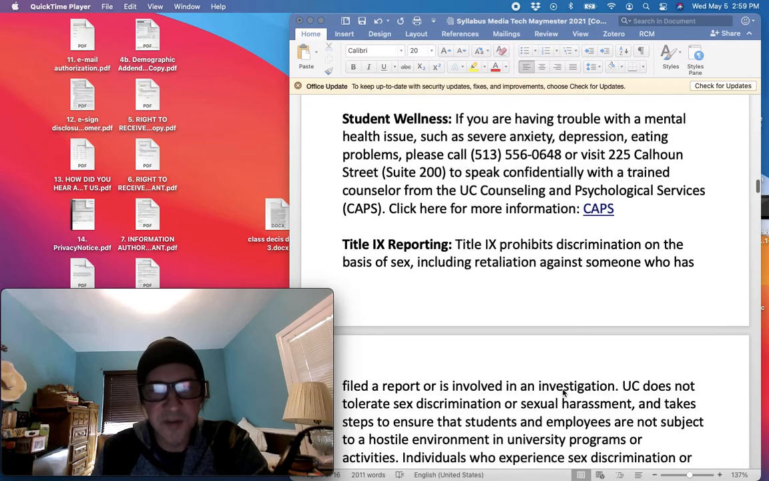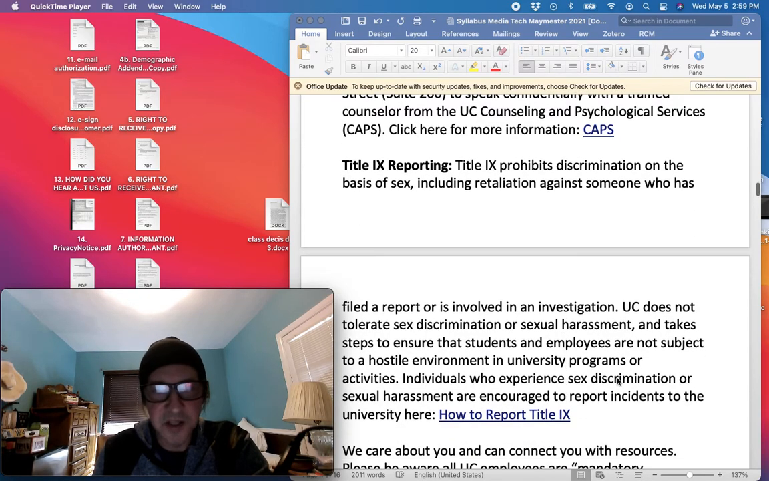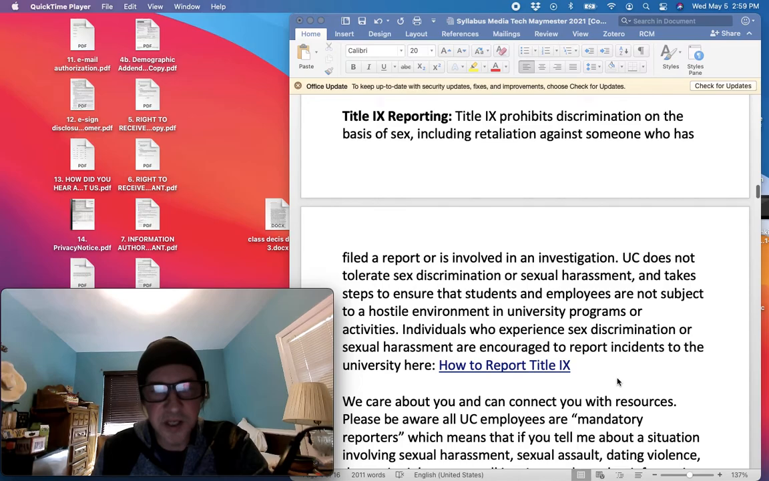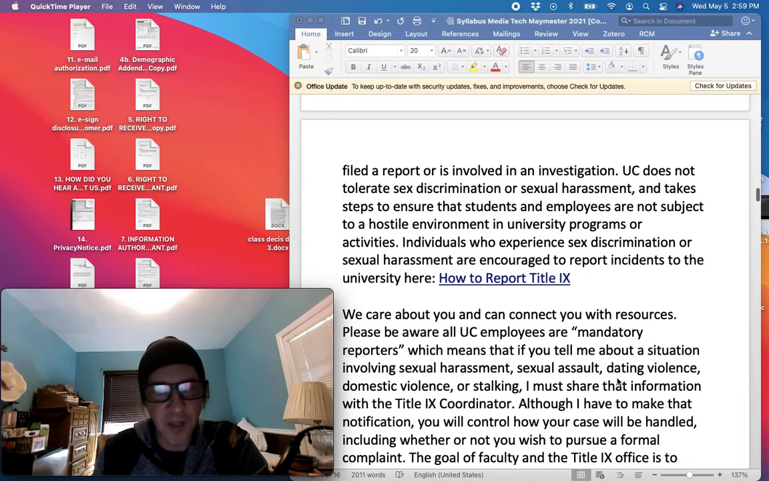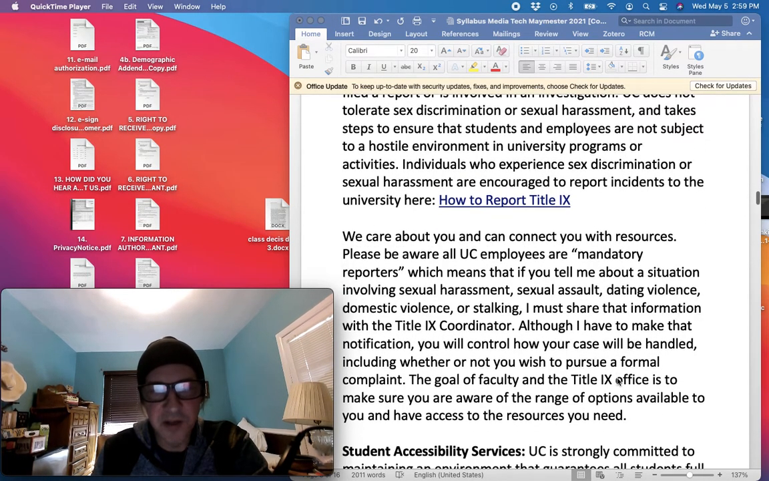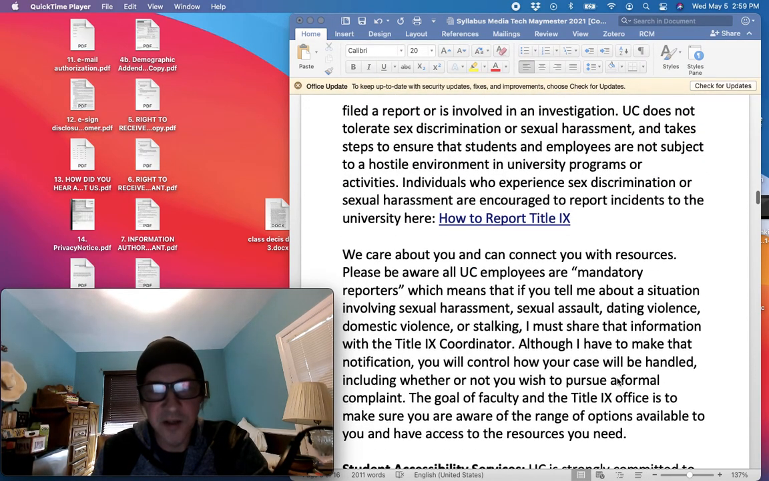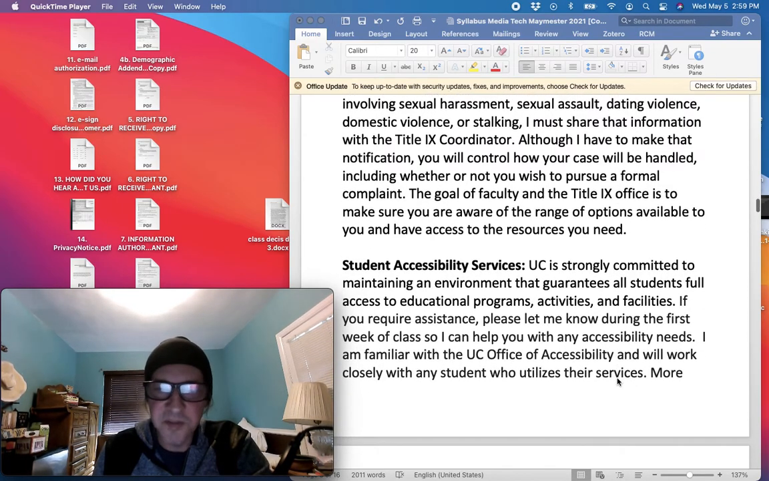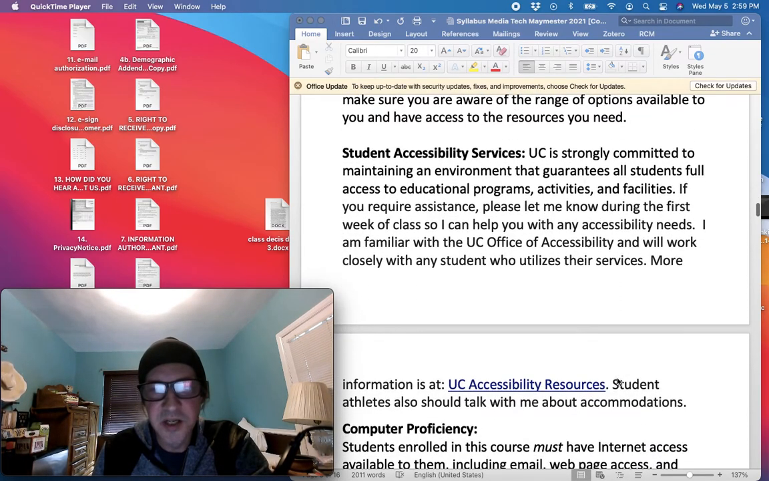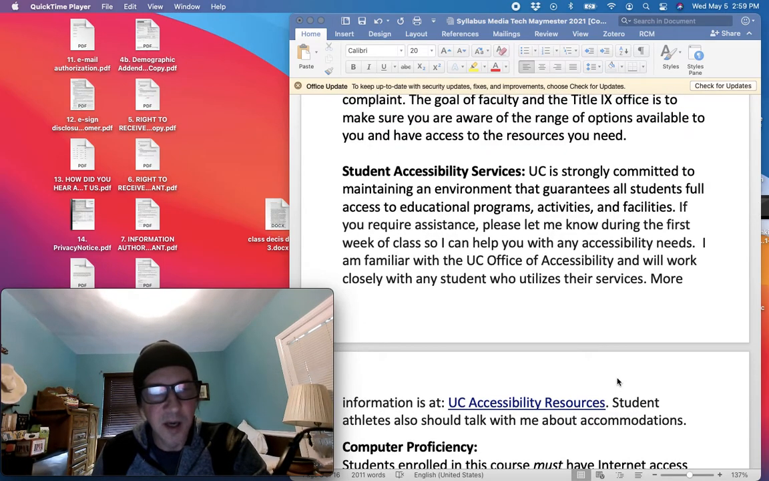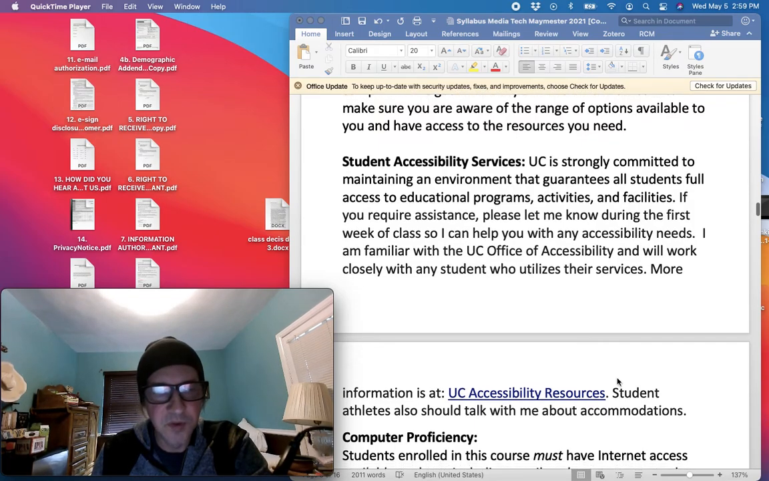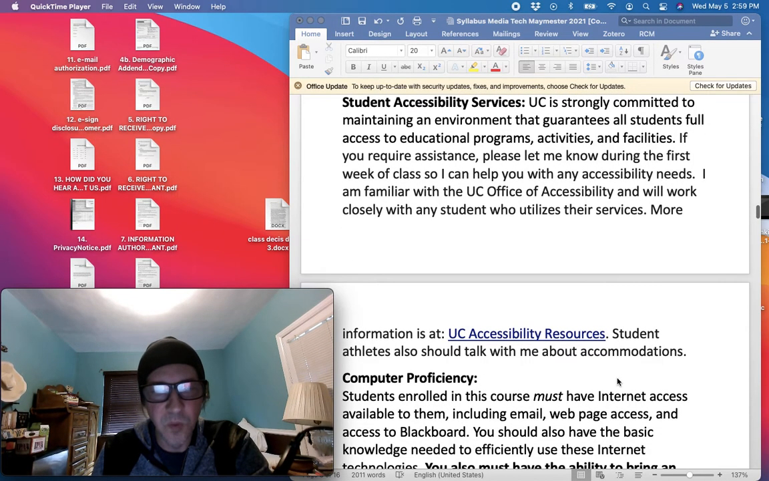Here are some resources. This is about sexual harassment, which I don't think should be an issue since we are an asynchronous online class. But if you do feel like you're being sexually harassed, we will report that via Title IX. And here's some information about that. Here's some accessibility services information. If you do have a learning disability and need accessibility, please talk to me about that. Because this is asynchronous, I think you should be okay to move along in the class, but if not, we'll work out an alternative.